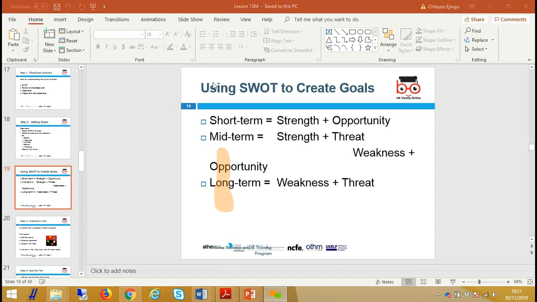We'll talk about the SWOT analysis. SWOT means strengths, weaknesses, opportunities, and threats. What we do here is use it to analyze the environment, especially the internal environment, but you can also use it to analyze the external environment. The strengths and weaknesses are in the internal environment.